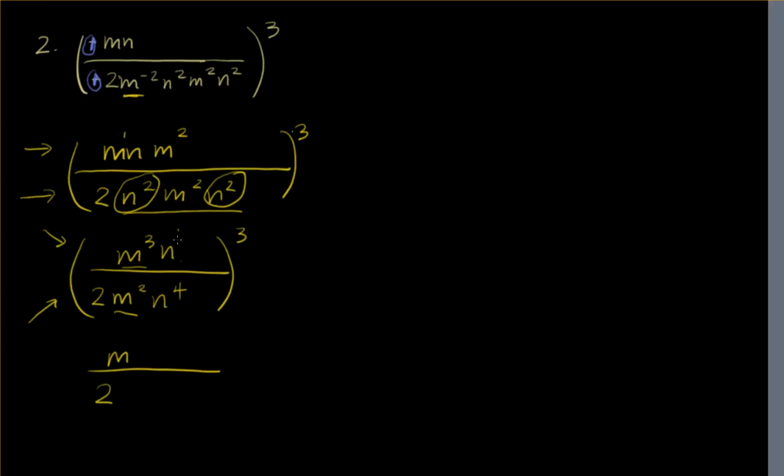And then we have an n to the 1 and an n to the 4. So 1 minus 4 is negative 3. Negative 3, that means that n to the third is going to go down to the denominator.